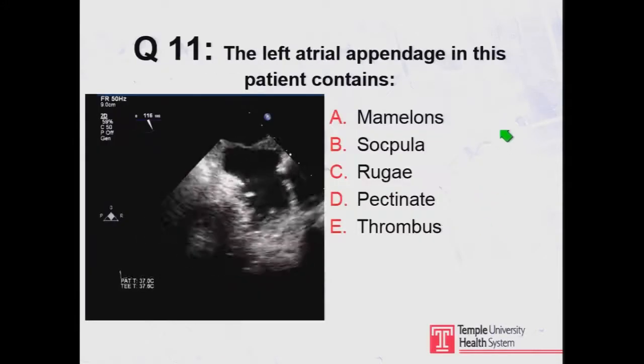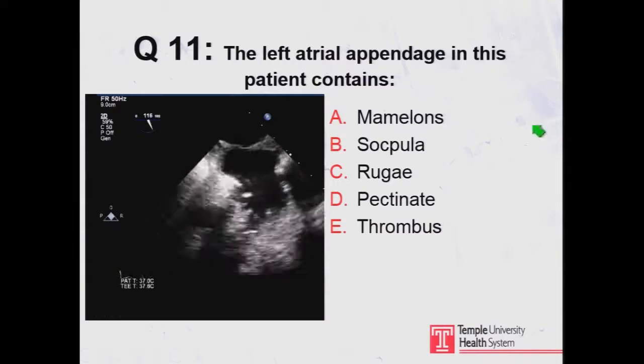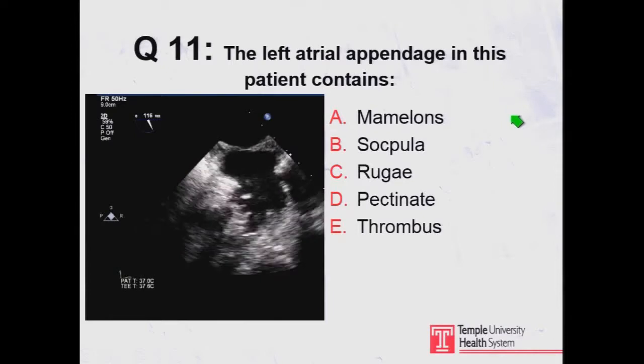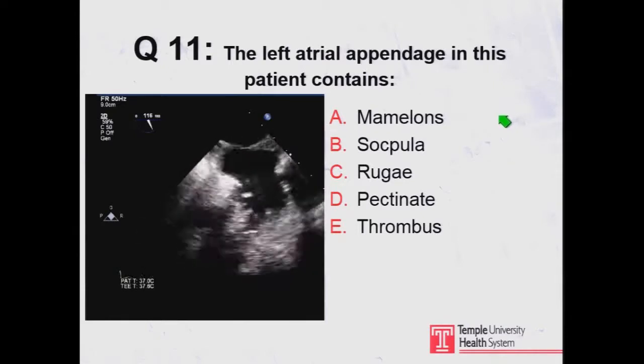And so take a look at this before you answer. This is the left atrial appendage. The left atrial appendage in this patient contains mamelons, scapula, rugae, pectinate, or thrombus.